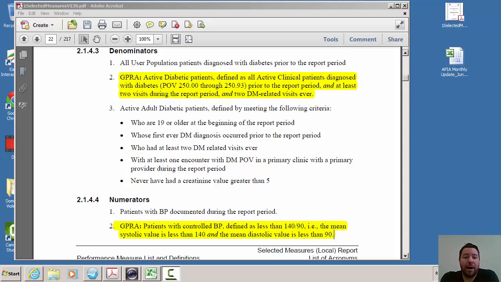So according to GPRA, active diabetic patients are defined as all active clinical patients diagnosed with diabetes, basically a diagnosis of 250 to 250.93 prior to the report period, and at least 2 visits during the report period and 2 DM related visits ever. So sometimes it's really good to do a patient merge in RPMS and look in a health summary patient merge to see if you have a patient who is not a diabetic but is showing up as a diabetic, you want to see if they were maybe diagnosed someplace else.